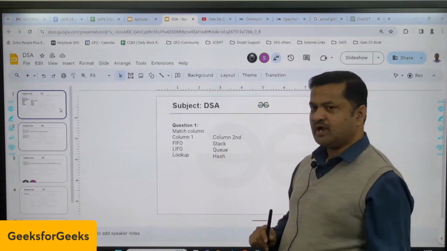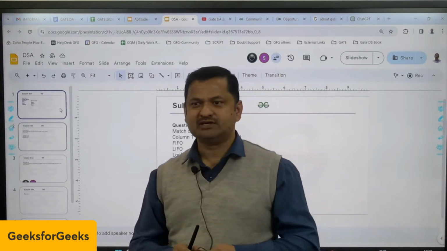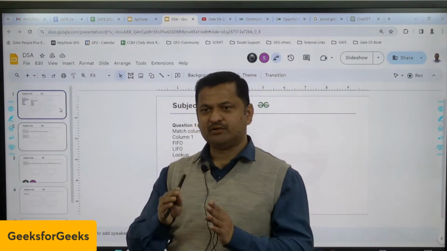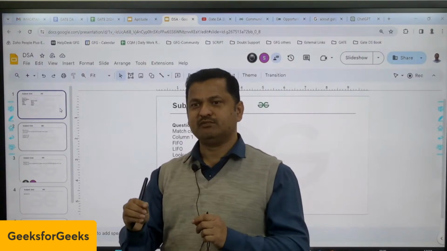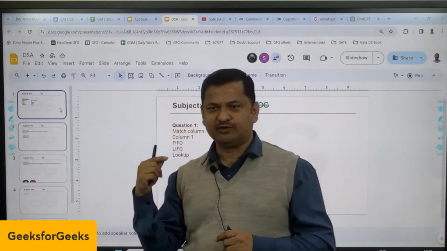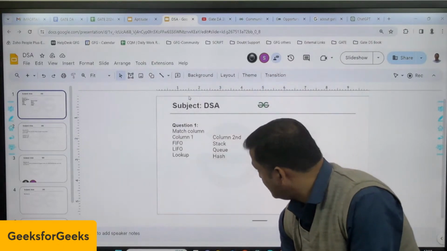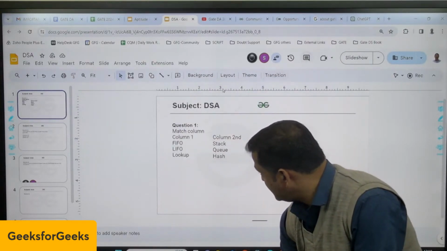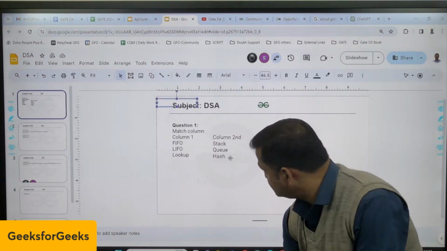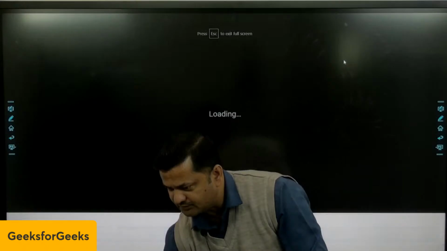If you look at the working style of the stack, it says that whichever element is inserted last will be picked first. So in that case, this last in first out is going to be connected with the stack. Let me bring up the slide here.